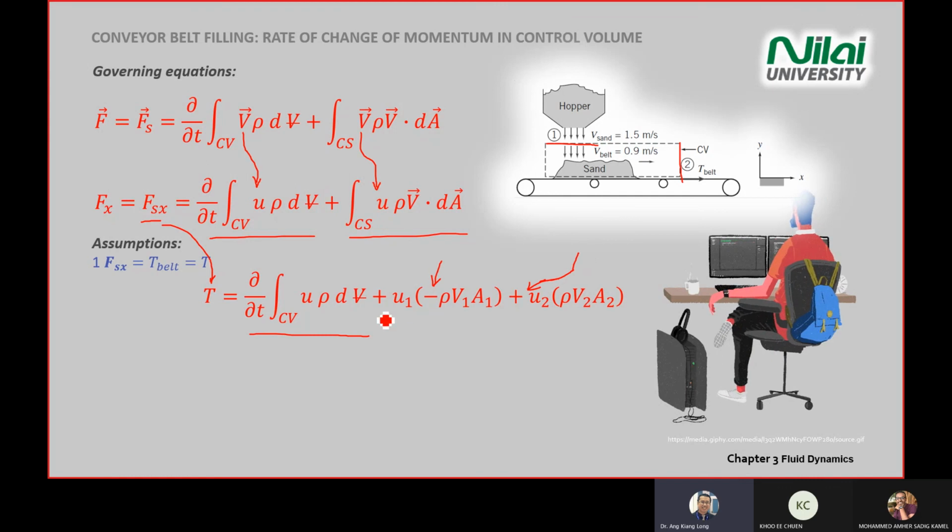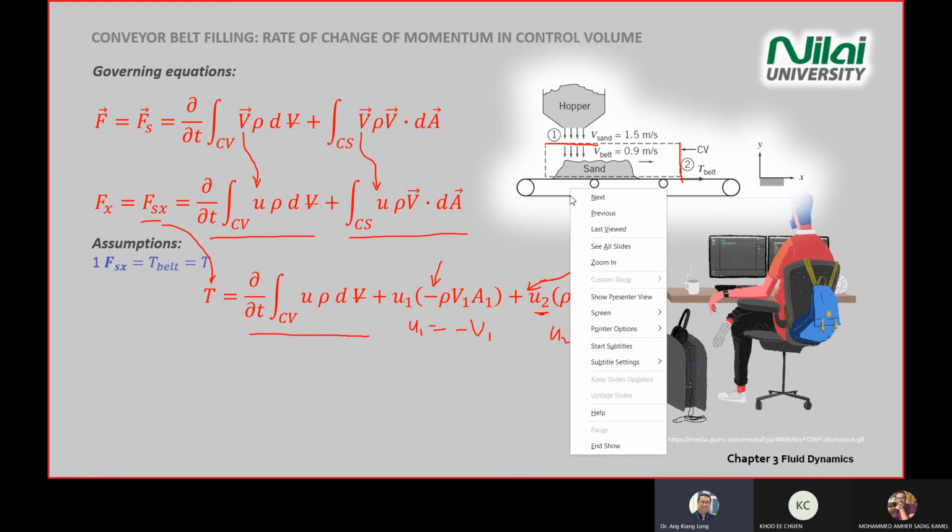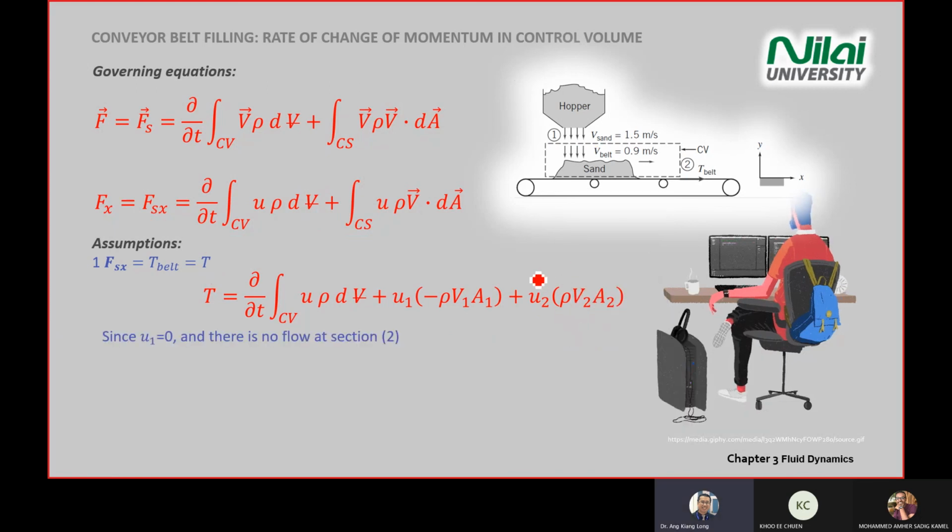Then you look at what u1 is. You convert u1 by looking at the diagram: u1 is negative v sand. And u2 is v belt. So u2 will be your v2, and u1 will be negative v1, where v1 is the sand. The next step is just substitution.